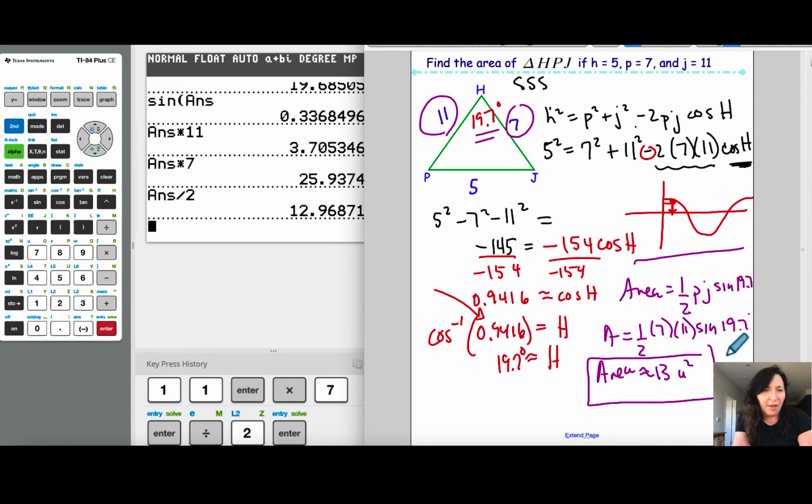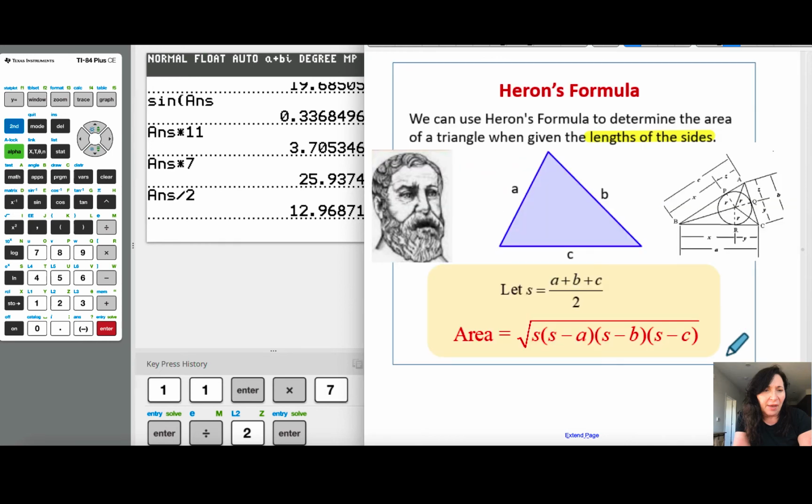All right, cool. Now, remember, they gave us all three sides. So there is another formula that I told you I would show you, two formulas. You've got your sine formula, which is 1/2 BC sine A, that formula. But you also have another formula that's called Heron's formula. And this is a formula where you can find the area of a triangle if you have all three sides. You absolutely don't have to have any angles.